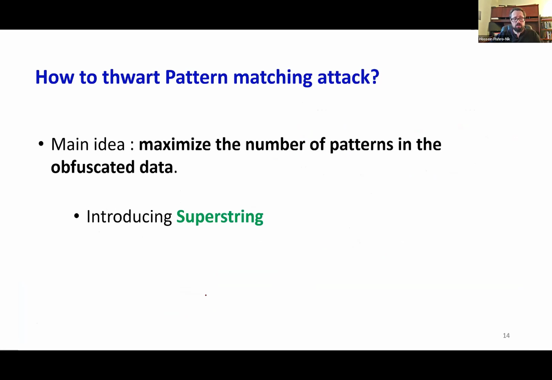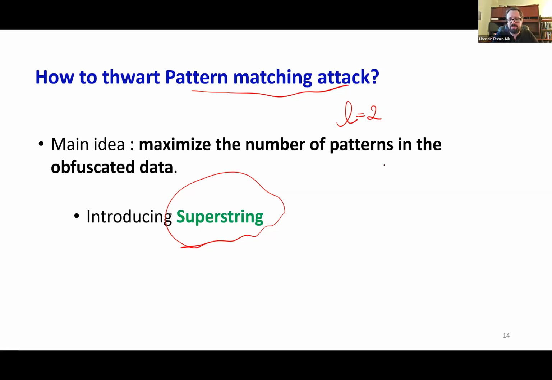Okay. Now, how do we thwart pattern matching attacks? The main idea, as I said, is that we want to increase the number of patterns in the obfuscated data of users. So we're going to use the concept of a superstring. What's a superstring? Well, let's consider a specific length. Let's say L is equal to 2. So we are considering the patterns of length only 1 and 2.